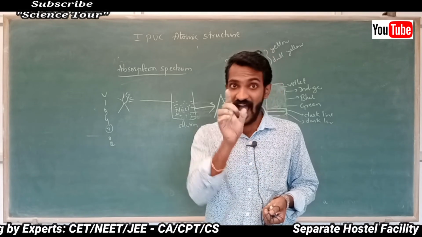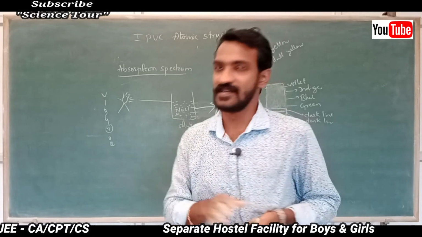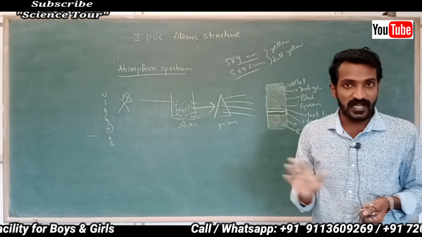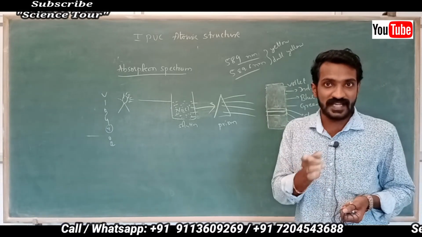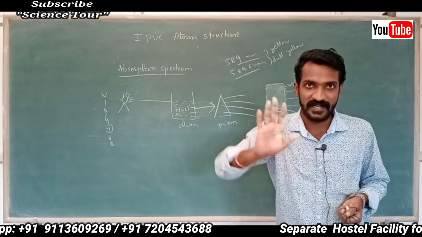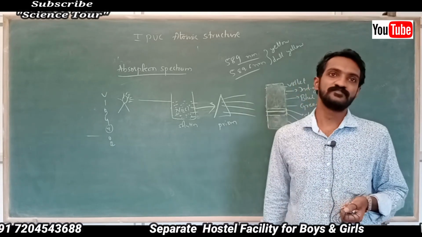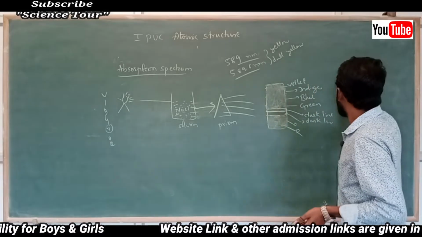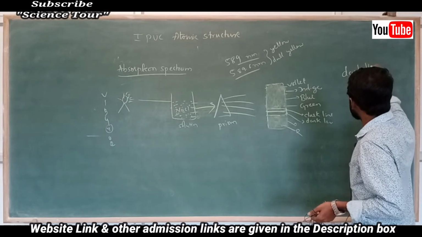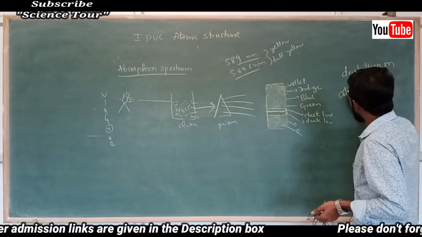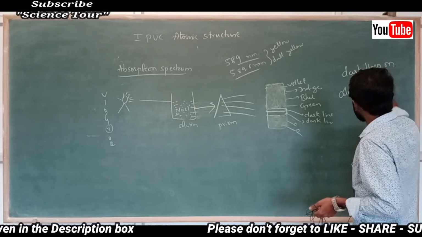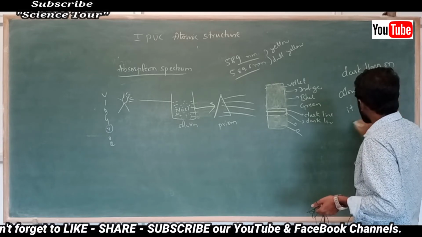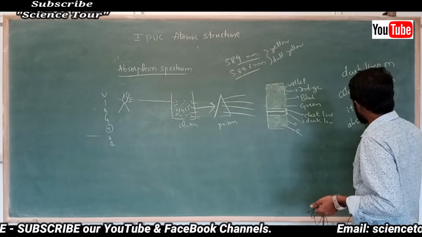Clearly I will say, dark lines on colored pattern. Now dark line on colored pattern, remaining all colored. Correct? No. Actually you should get a colored pattern, but you are getting a dark line on a colored pattern. That is called absorption spectrum. Clear? Dark lines on colored pattern, it is called absorption spectrum.